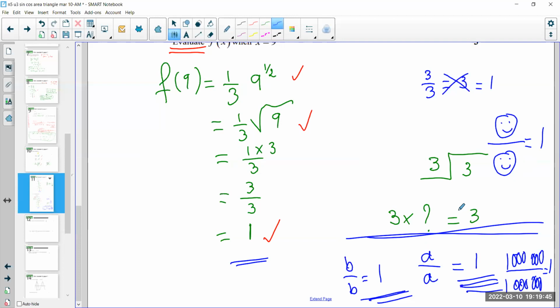Hopefully that will stick with you, because it's a misconception that we keep seeing. Because we use letters, people think, oh, it's the same letter. No, it's 1. Yes, exactly. Okay?